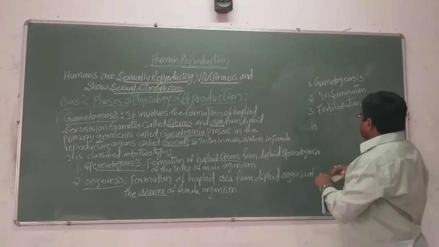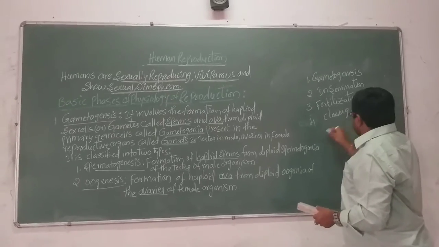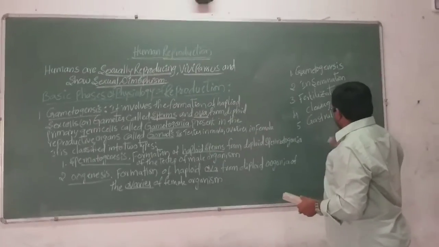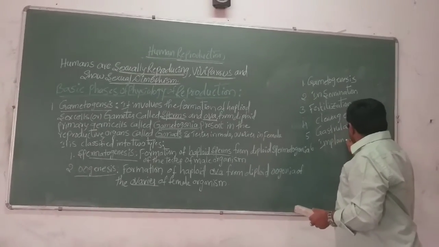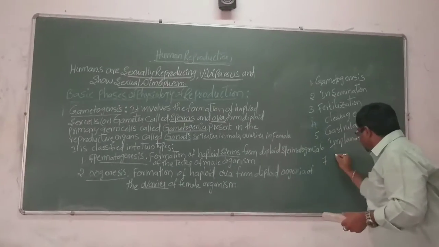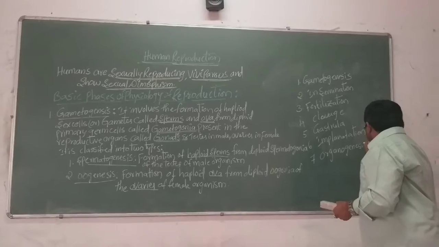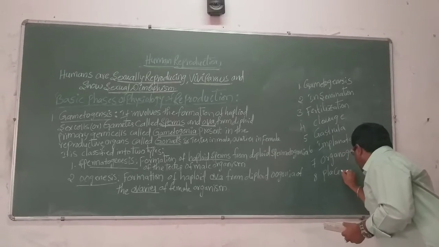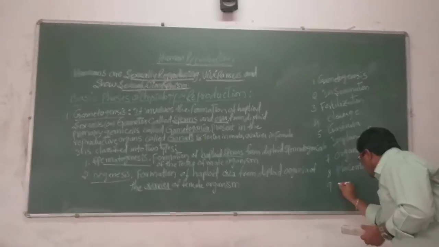The fourth one is cleavage. The fifth one is gastrulation. The sixth is implantation. Later organogenesis, or morphogenesis, then placentation, and lastly parturition.